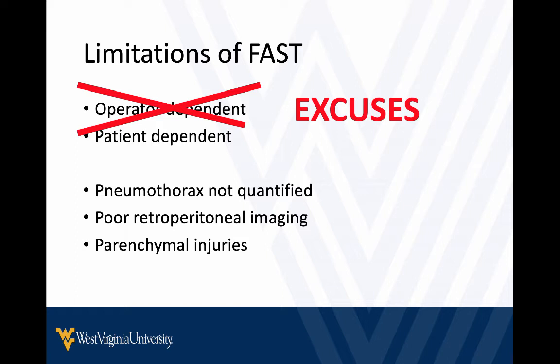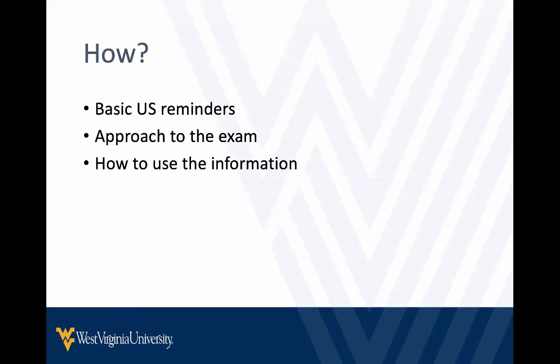Some other limitations: we don't know how big the pneumothorax is if we find one, so we have to incorporate that with the rest of the clinical data. We're not going to reliably diagnose retroperitoneal injuries and parenchymal injuries, although we'll look at some of those. Remember, we can't rule those out with the FAST exam. So those are some of the limitations, and as long as we know that going in, we know the test characteristics, we can apply it to our patients appropriately. A couple basic reminders we're going to go through and then talk a lot more about just how to use the information that we get.